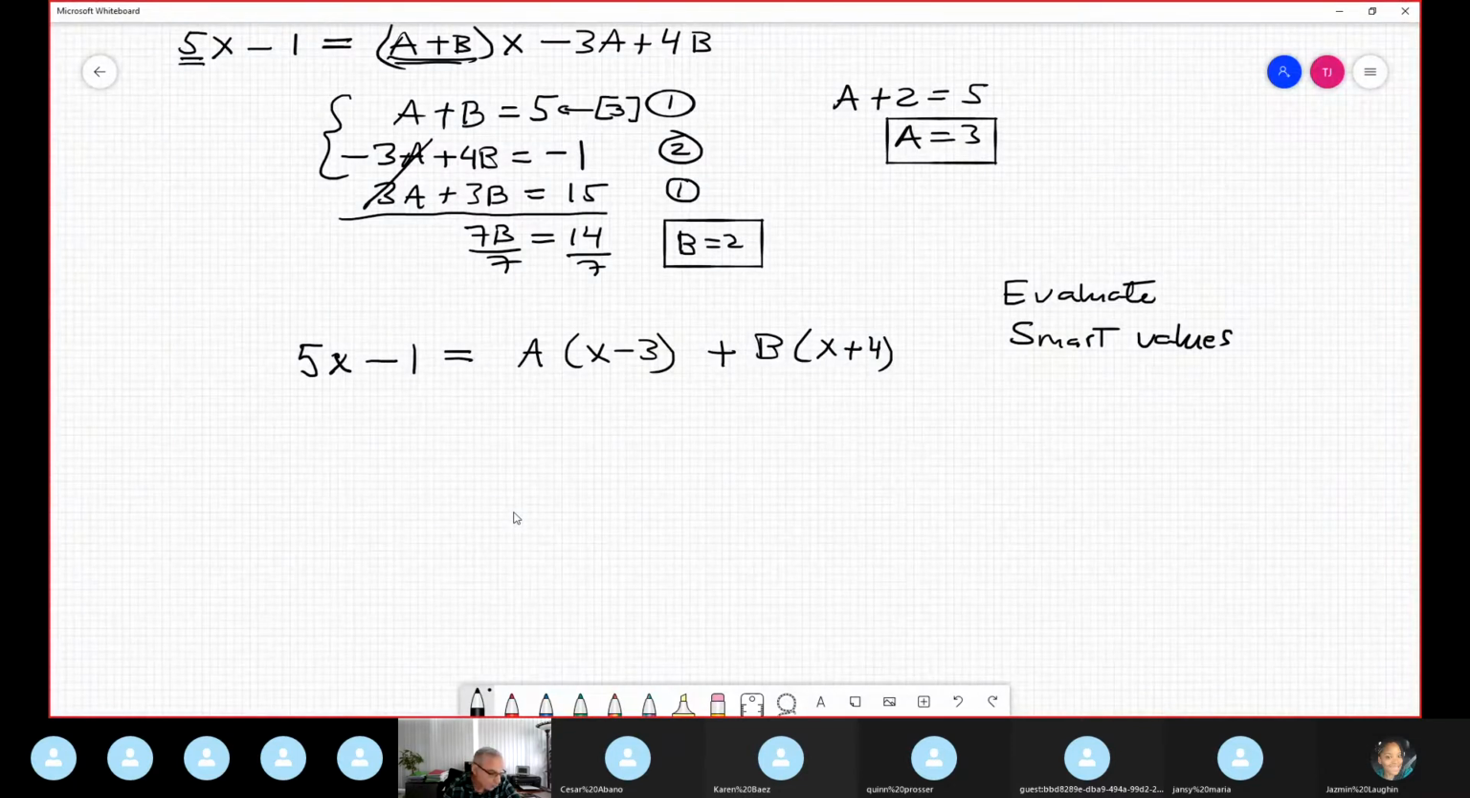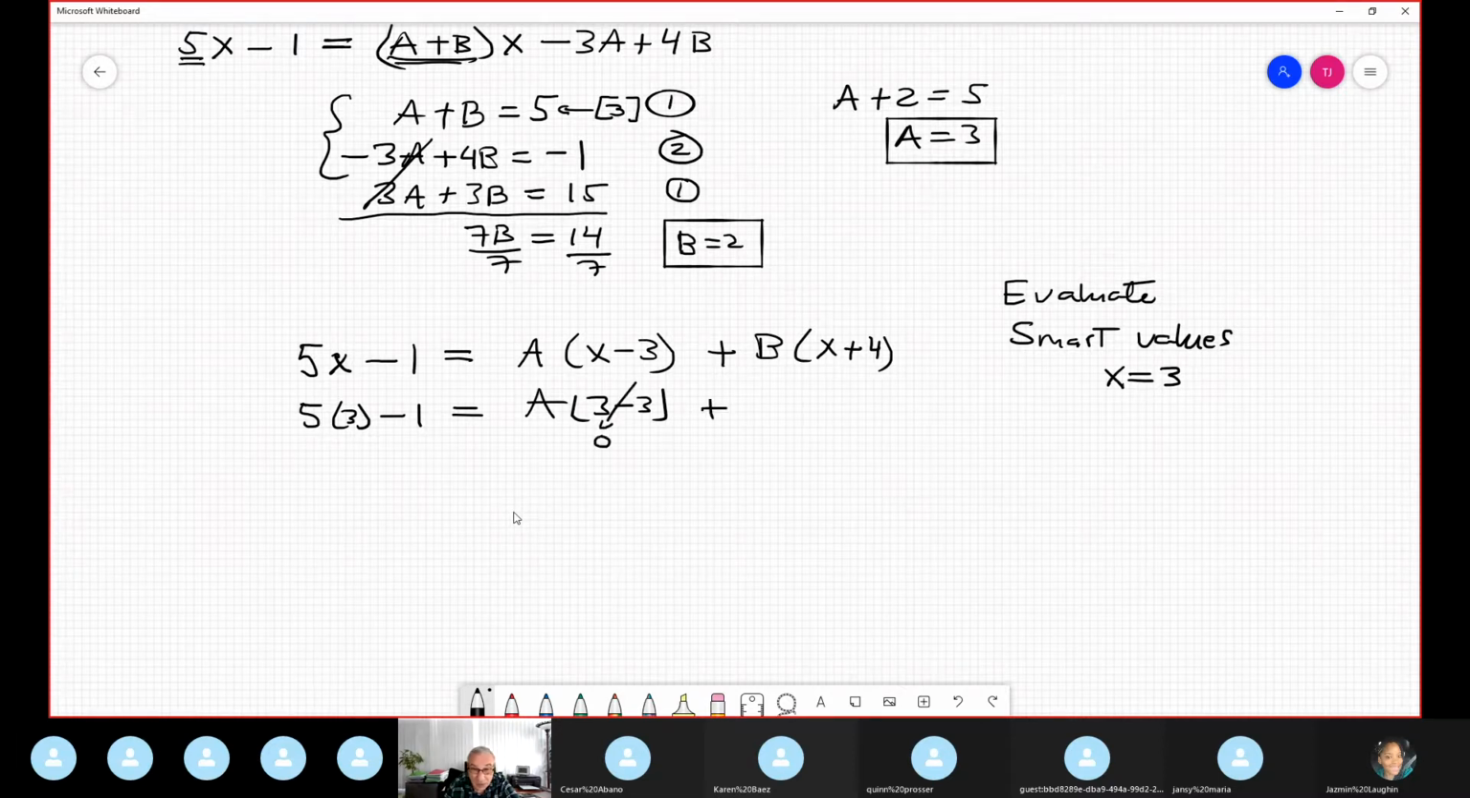What is a smart value? Well, suppose a smart value is 3. Why 3? Because when you plug in x equals 3 here, 3 minus 3 is 0 and the a part disappears. So we have 5 times 3 minus 1 is equal to a times 3 minus 3, which is obviously 0. I create this condition intentionally to destroy a, and we have b times 3 plus 4. Then this is 15 minus 1 is 14. This is 3 plus 4 is 7. Wow, b is 2.